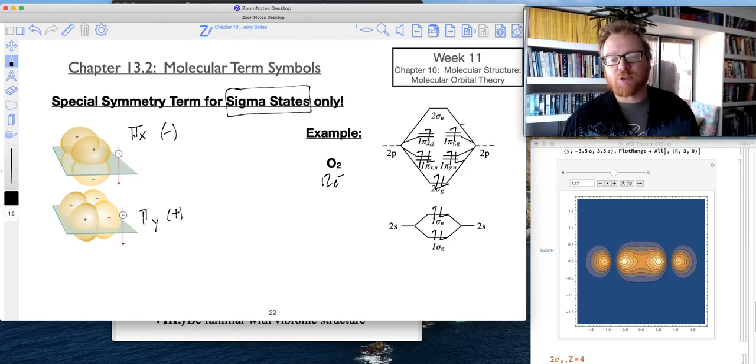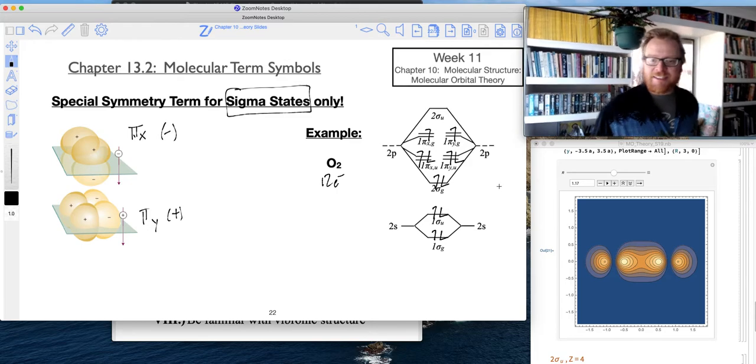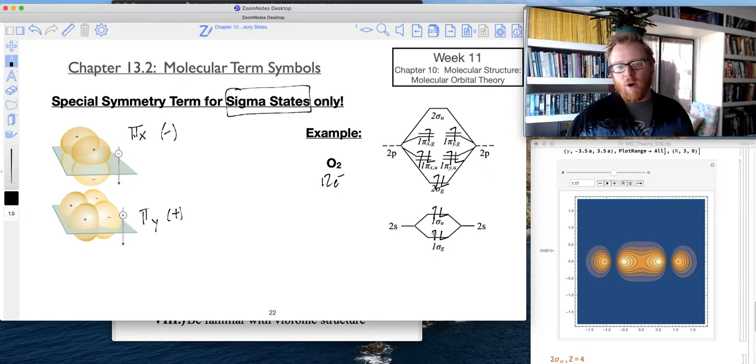Beautiful. Now let's go and get the term symbols. As you might guess, this 1 sigma g and 1 pi u is all going to shake out to 0. The 2 sigma g is going to be 0. Remember, we did this example for nitrogen, and this is all going to work out to be 0, because if I call the 1 pi x -1, I've got a -1 and a -1, but on the other side, I've got a +1 and a +1. So that all cancels out to 0.